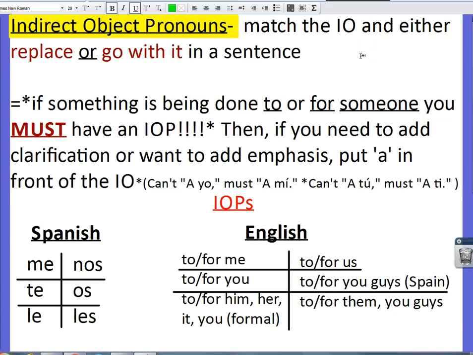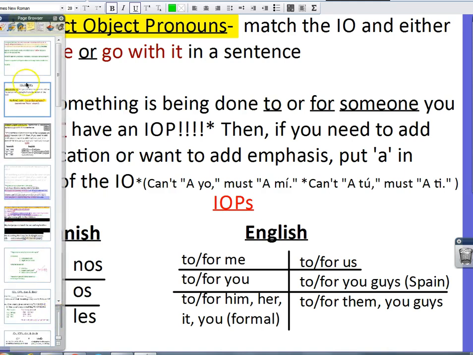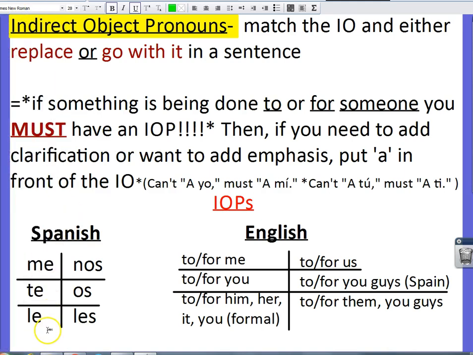Indirect object pronouns are special, as we mentioned before in your previous notes. Usually pronouns replace nouns, but what's special about indirect objects is if something is being done to or for someone, you must have an IOP. You must. And here are your indirect object pronoun options, which you probably remember from gustar. And what they really mean is not just me, you, him, her, but to or for me, to or for you. So please make sure that you remember the to and fors. Highlight that.